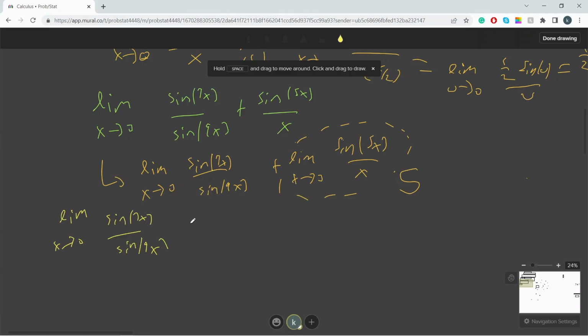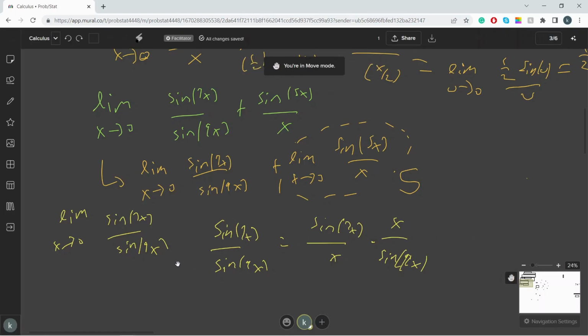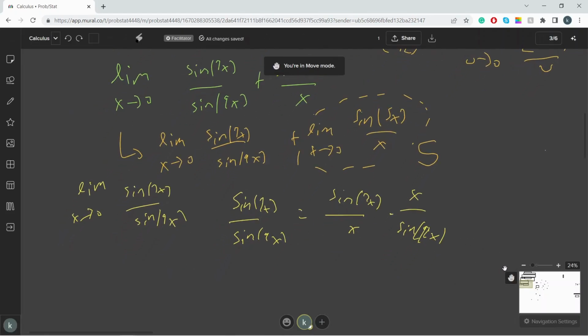One way we can do that is realize the following fact. We know that sine of 7x over sine of 9x is equal to sine of 7x over x multiplied by x over sine of 9x. So we know that this equivalence holds. Then if you want to get a form like this, when we rearrange these terms, all we can do is divide x in both the numerator and the denominator. So we are going to do that.